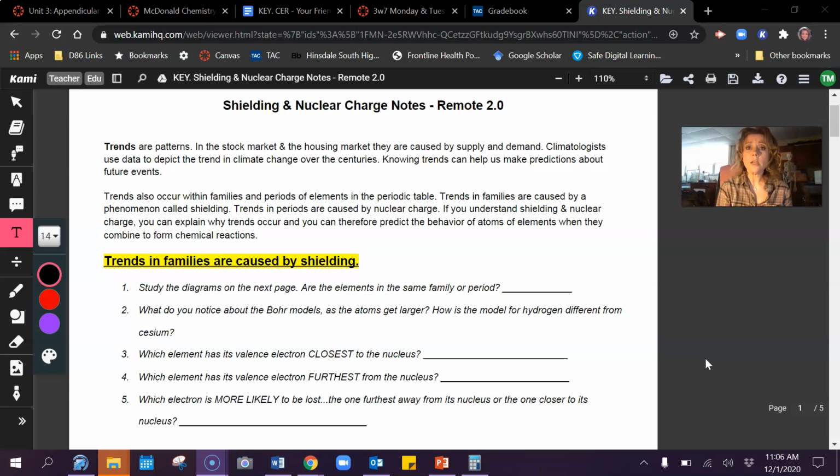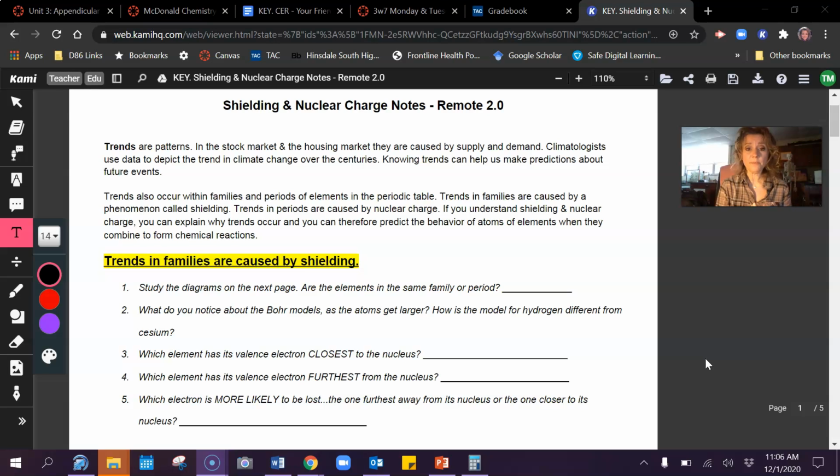Well, when we talk about trends in the periodic table, the factors that affect these patterns, that drive these trends, are shielding and nuclear charge. Shielding affects the patterns that are found in families. Nuclear charge affects the patterns that are found in periods. So we're going to look at both.